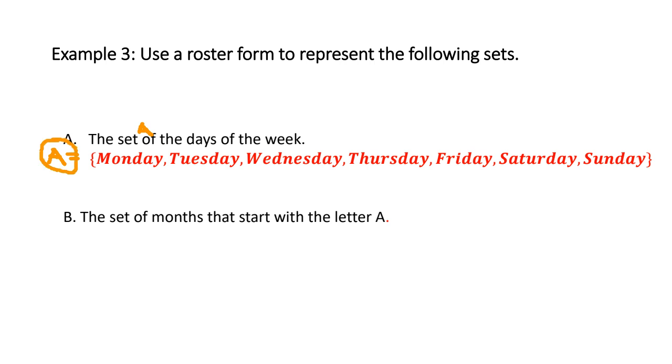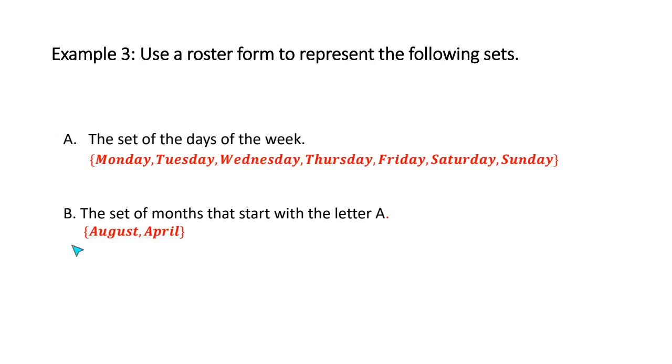The next one, the set of the months that start with the letter A. So we have January, February, March, April. So April starts with A. And then we have May, June, July, and then we have August. So we would write it in braces, right? So then we have August and April.